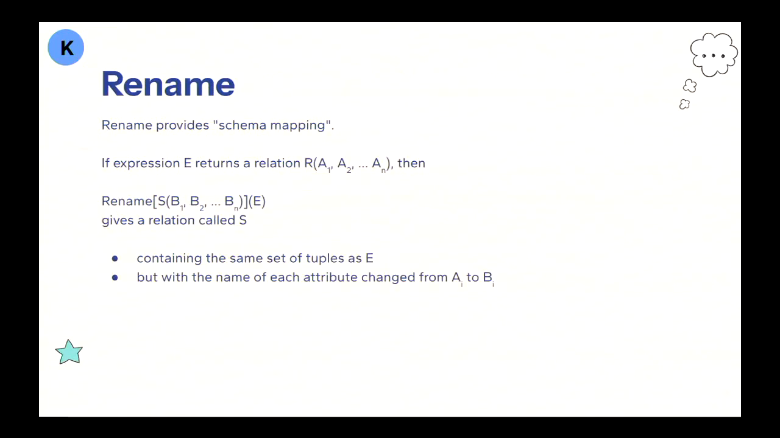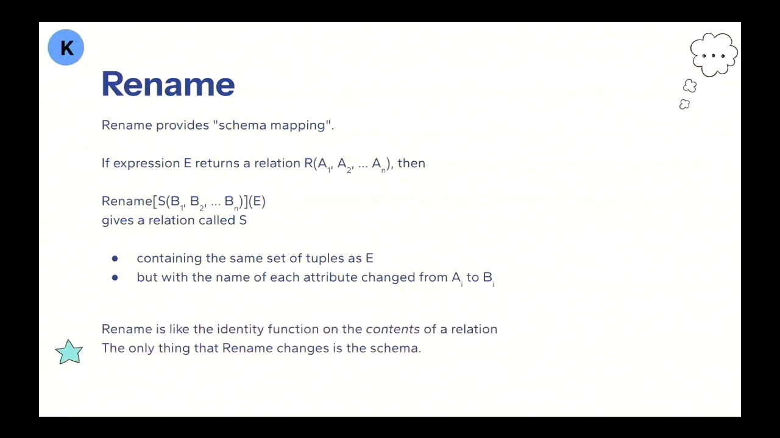And the first operation we are going to learn today is called rename. It's actually very similar to how you give aliases for attribute or table names when you write an SQL query. So rename provides a tool for schema mapping. If an expression E returns a relation like this, rename will give us a relation called S. It actually contains the same set of tuples of E, and the names are different. So it doesn't have any actual effect on the actual data. It's just giving it a name.